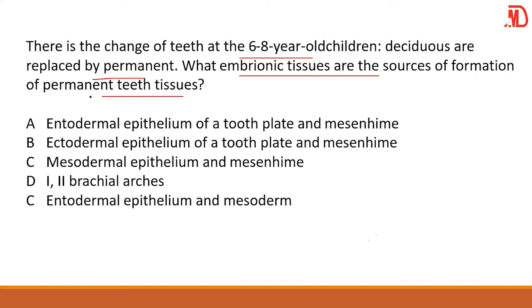We have the ectoderm, the mesoderm, and then the endoderm. These are the main germinal layers that we have. Now, the tooth is derived from the ectoderm. So that means over here, we are looking for an answer relating to the ectoderm. Now, let me just add a few things.